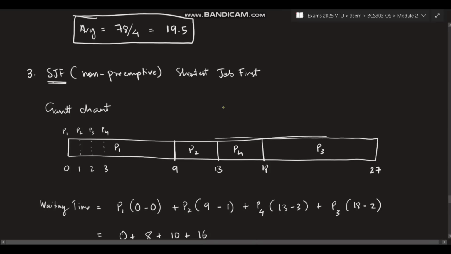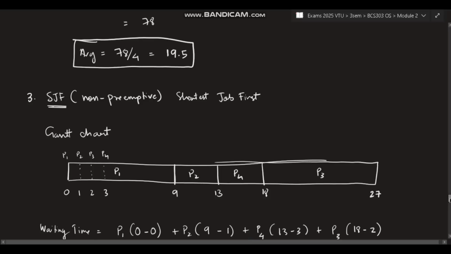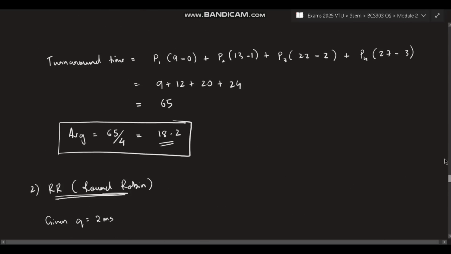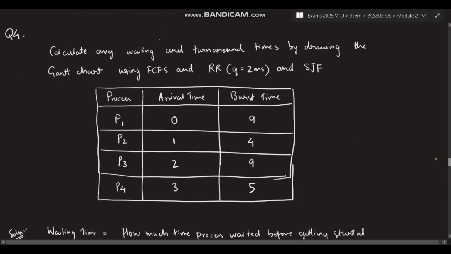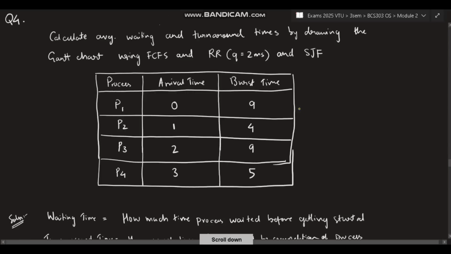Now I think it is better if I take the chart here and show you. Tell me which has the shortest burst time, meaning how much time a job takes to complete. P1 takes 9 seconds to complete, P2 takes 4 seconds, P3 takes 9 seconds, and P4 takes 5 seconds. So which is the shortest one? Shortest is P2, it takes 4 seconds. So this will be given the first priority.